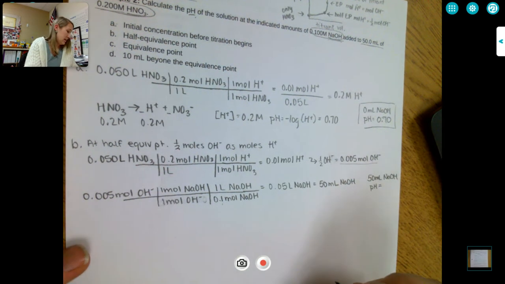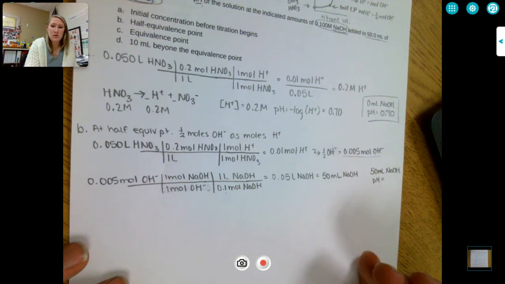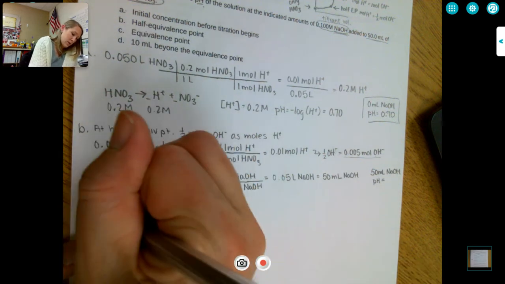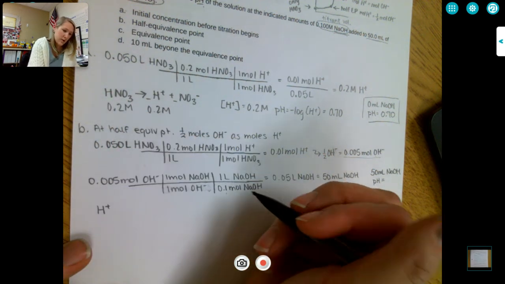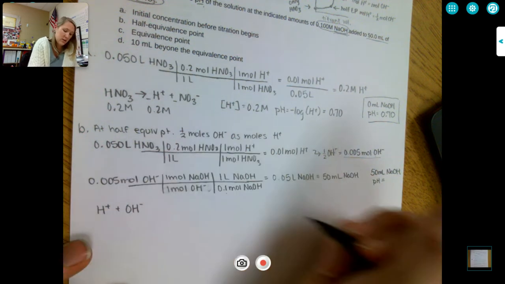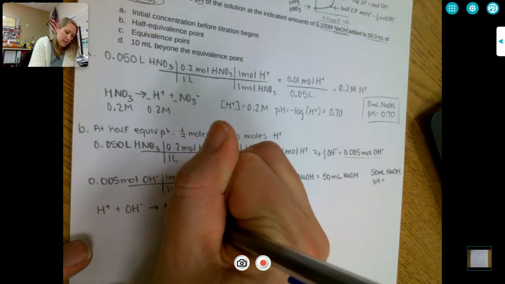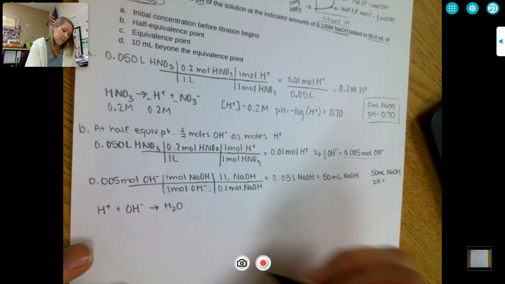So to do that, I need to figure out how many ions are floating around in my solution of either hydrogens or hydroxide, so then I can figure out my hydrogen ion concentration and then my pH. So we are essentially reacting hydrogen ions from our nitric acid plus hydroxide ions from our sodium hydroxide, a strong acid and strong base, so they are going to make water. That's what's happening at our half equivalence point.